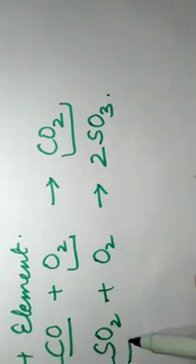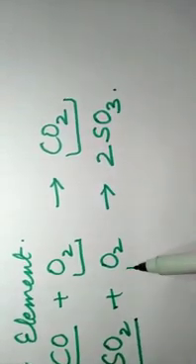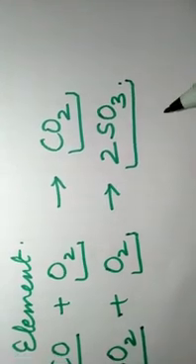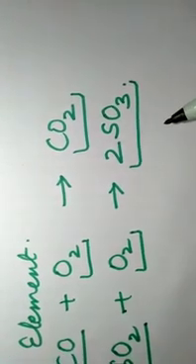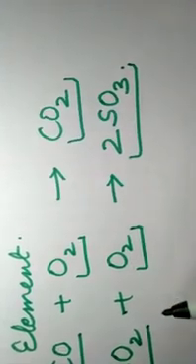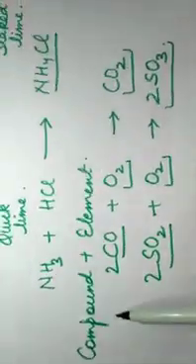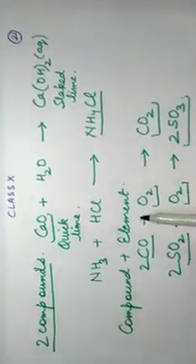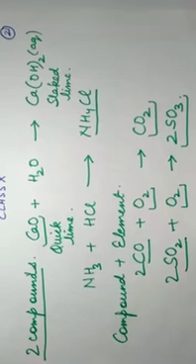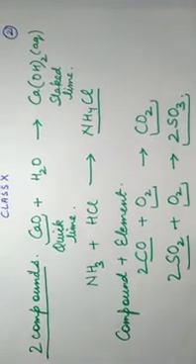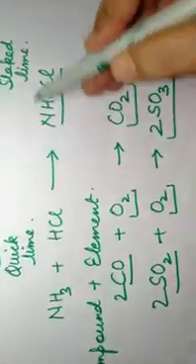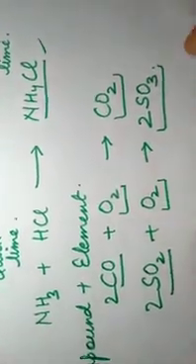So here sulfur dioxide is a compound, this oxygen is an element, and this is a compound. So there are three types of combination reactions: two elements may combine, two compounds may combine, or one compound and one element combine and form a single product. To identify a combination reaction, you just check the right hand side. If you have a single product on the right hand side, it is a combination reaction.